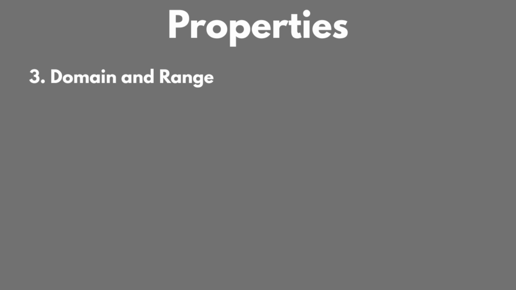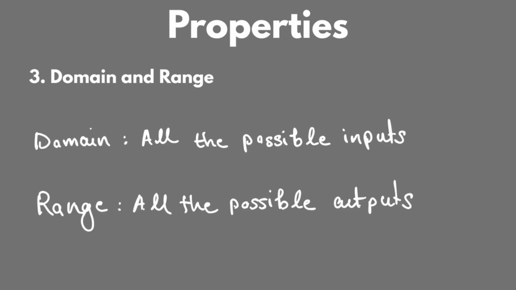3. Domain and range. In math, we call all the possible inputs domain, and we call all the possible outputs range. These two are very important concepts and terms that we will use a lot, and we will have to get back to them further in the future. These are not the only properties that they have, but they can help us get started on more advanced topics and help us better understand how functions actually work.